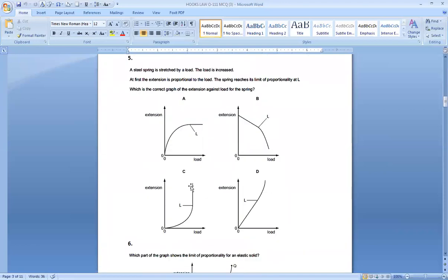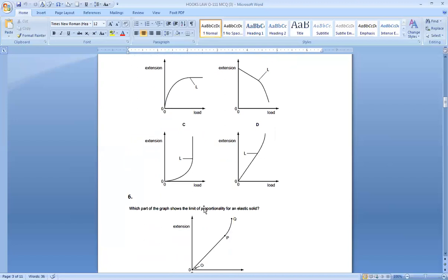Number 5, a steel spring is stretched by a load. The load is increased. At first extension is proportional to the load. The spring reaches a limit of proportionality at L. Which is the correct graph of the extension against load? You people are familiar with the load extension graph for Hooke's law. It is option D. Because I know in the beginning it will be a straight line, and at a certain load, at L, the limit of proportionality is L. After that, the curve bends towards the extension. Its option is D. All these curves are not matched with Hooke's law.